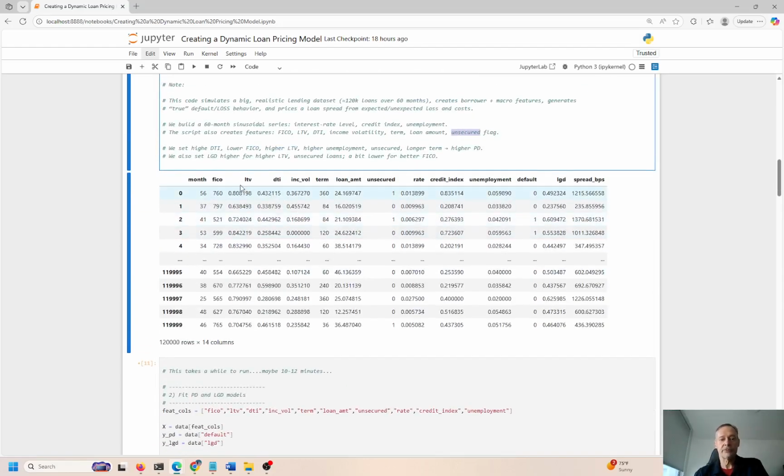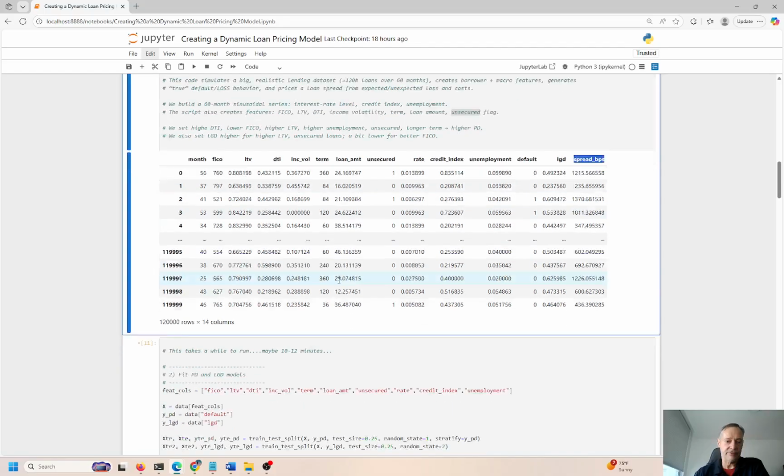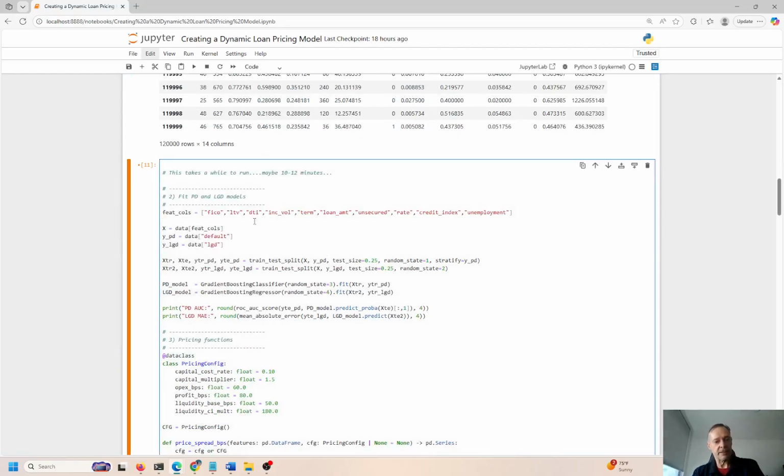So we have the data. It looks decent to me. Month, FICO, loan to value, debt to income, and a few other features over here, loss given default, and then spreads in terms of basis points. So that looks good to me. I'm going to go ahead and set up some feature columns, Control Enter.